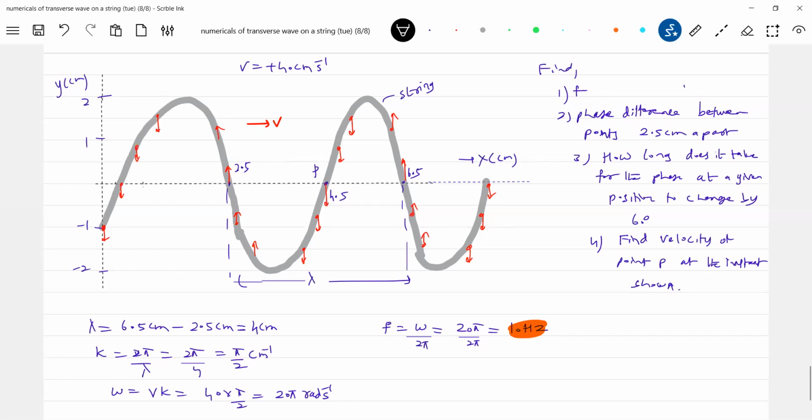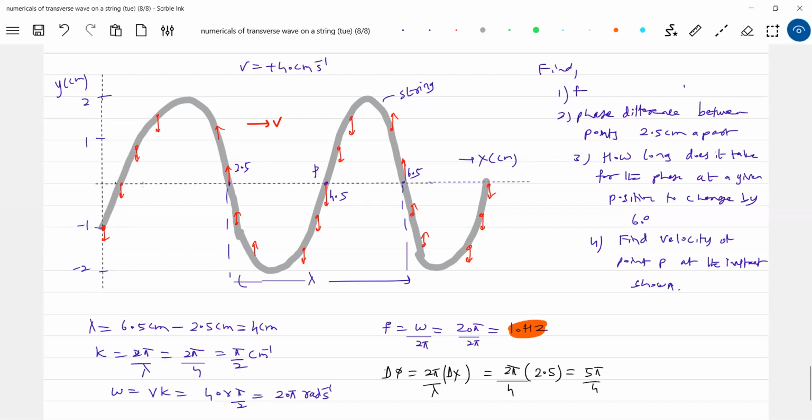Next, the phase difference between 2 points 2.5 centimeter apart. So what formula should I take? I should go for this formula, delta phi equal to... can you remember this? 2 pi by lambda, lambda is 4, and the separation between them is 2.5. So 5 pi by 4 is the phase angle between them.